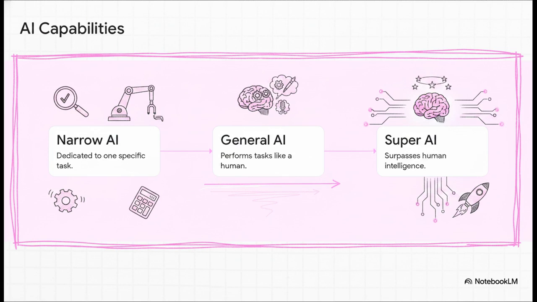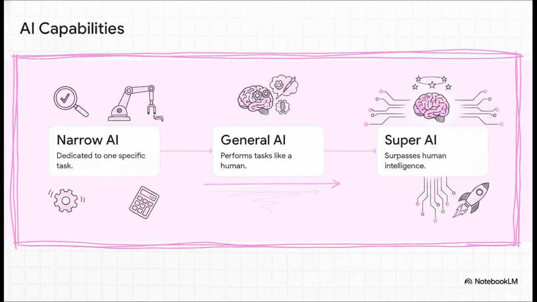Step 2 is general AI. Now this would be a system that could perform any intellectual task with the exact same efficiency as a human being. The idea here is a system that can genuinely think for itself, but to be clear, this does not exist yet. Researchers worldwide are still actively trying to develop it.